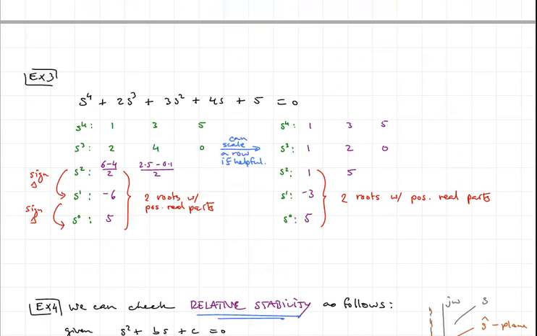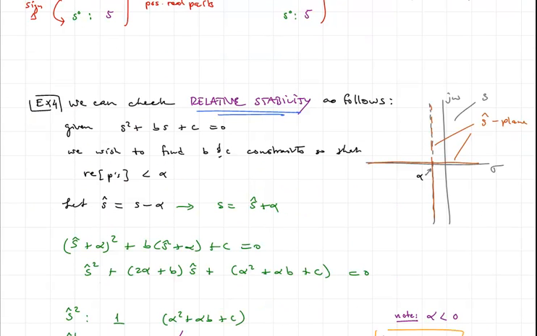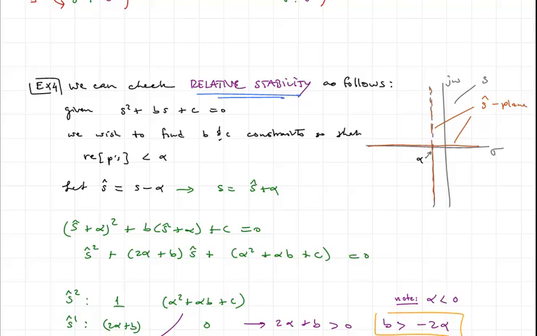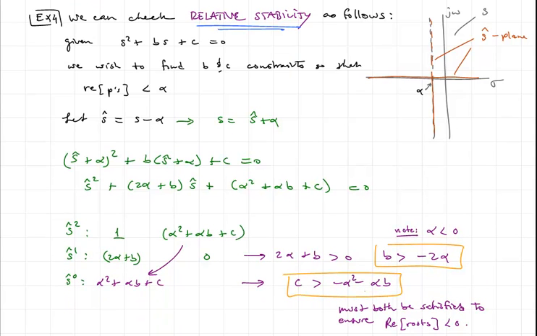And another usefulness is that you can actually assess relative stability. It's limited, and I mentioned at the beginning that the strength of the Routh stability criteria is not relative stability, but rather just whether a system is absolutely stable or not. We will look at other tools eventually for assessing relative stability.